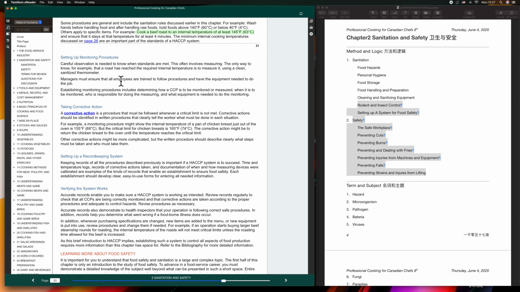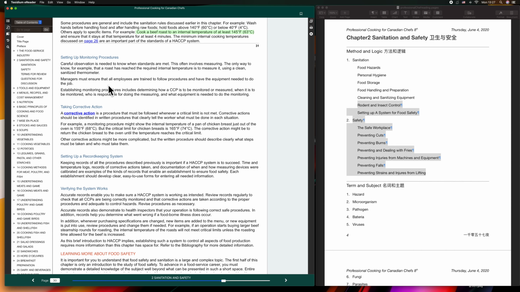monitoring procedures 就是一个监管的一个程序。Careful observation is needed to know when the standards are met. This often involves measuring. The only way to know, for example, that a roast has reached the required internal temperature is to measure it using a clean, sanitized thermometer.